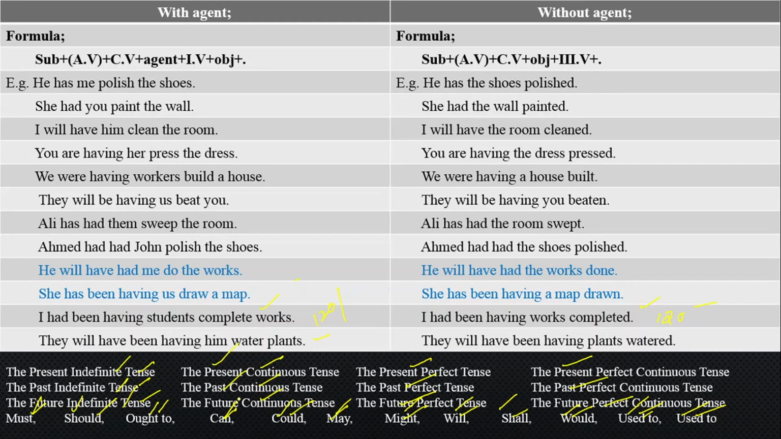Weren't they having in water plants? They will be having in water plants. They will not be having in water plants. Will they be having in water plants? Will they not be having in water plants? Won't they be having in water plants?